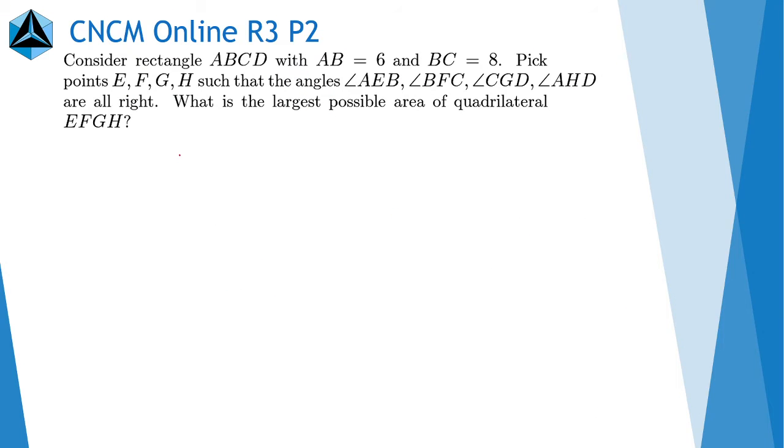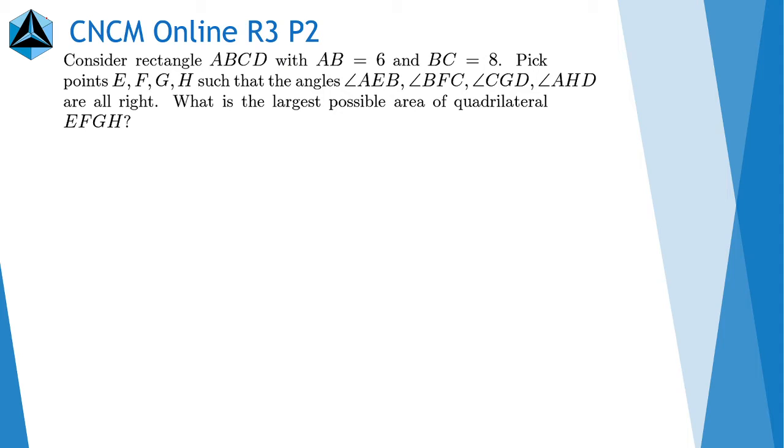So, the problem reads: consider a rectangle ABCD with AB equals 6 and BC equals 8. Pick points E, F, G, and H such that the angles AEB, BFC, CGD, and AHD are all right. What is the largest possible area of quadrilateral EFGH?